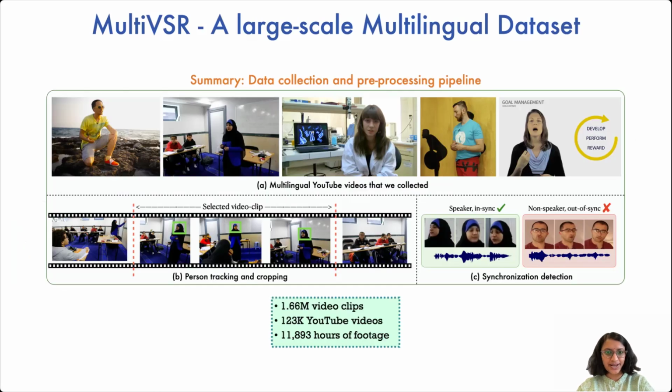So here is a summarized view of our data pipeline. We start with data collection as shown here in step A. We then perform person tracking and cropping, which is step B, and finally proceed to the filtering stage using synchronization detection, which forms step C. Our final data after automatic transcript generation includes approximately 1.6 million video clips across 123,000 YouTube videos.